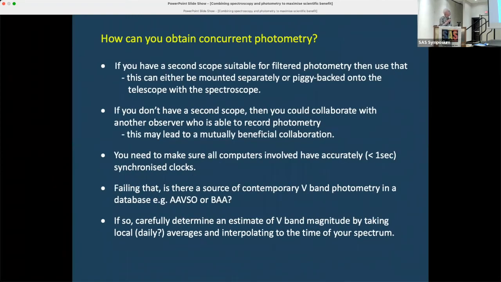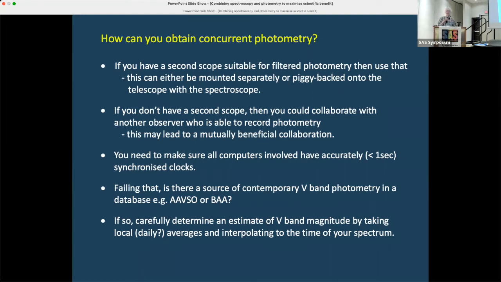Next slide, please. So how can you obtain concurrent photometry? Well, if you've got a second scope suitable for filtered photometry, you can use that. You may have that on a separate mount, or you may have it piggybacking on the telescope that's got the spectroscope. If you don't have a second scope, you can consider collaborating with another observer who may be located somewhere else, who is able to record the photometry. And that's often a very beneficial sort of collaboration to build up a team to do that. You need to make sure that all of the observations are accurately synchronized in time, obviously, but typically better than a second, which is not hard to do really with internet time signals, is easily achievable.